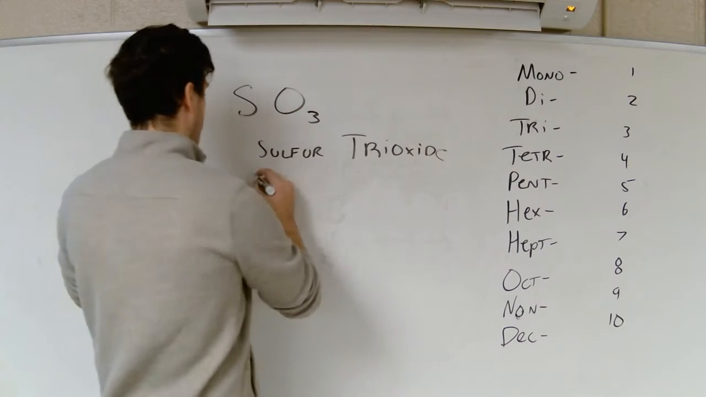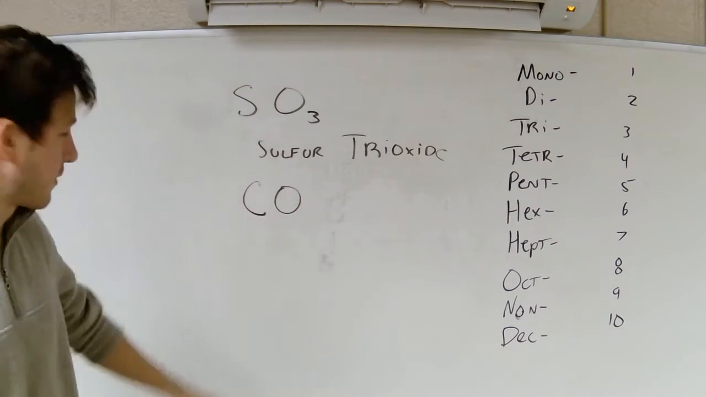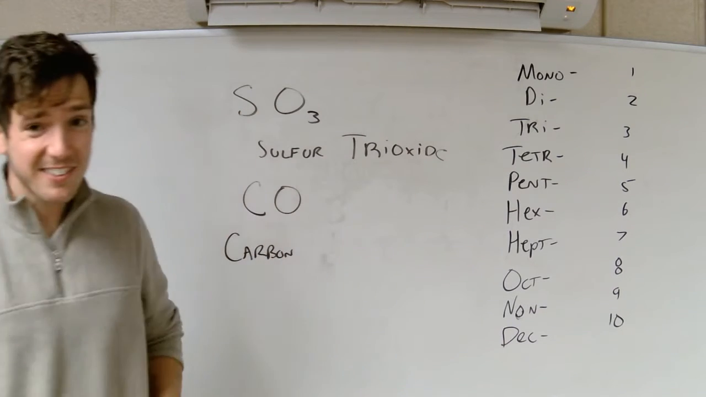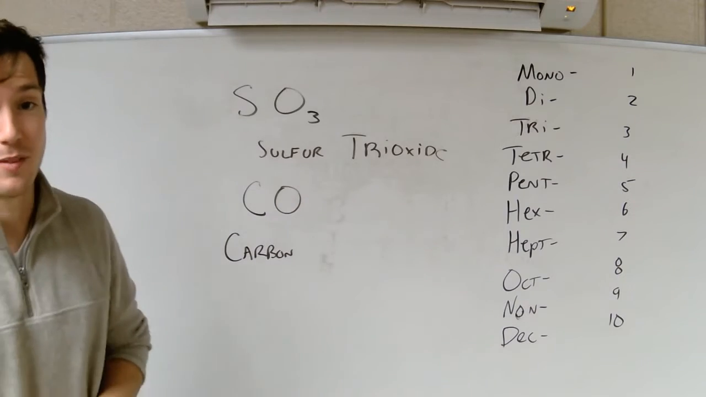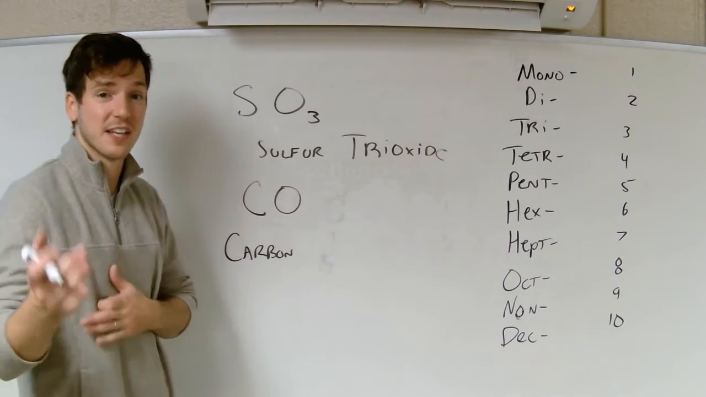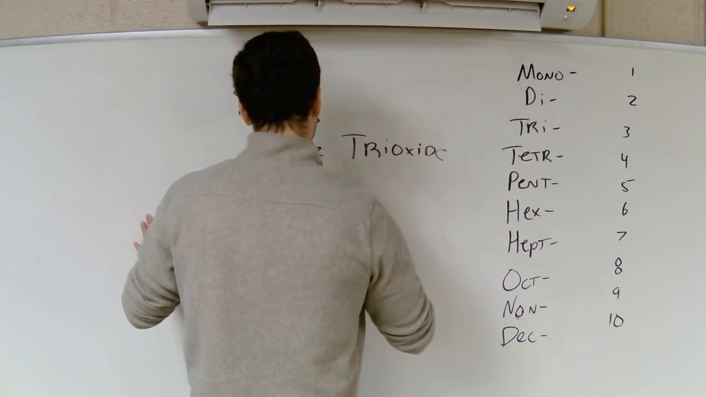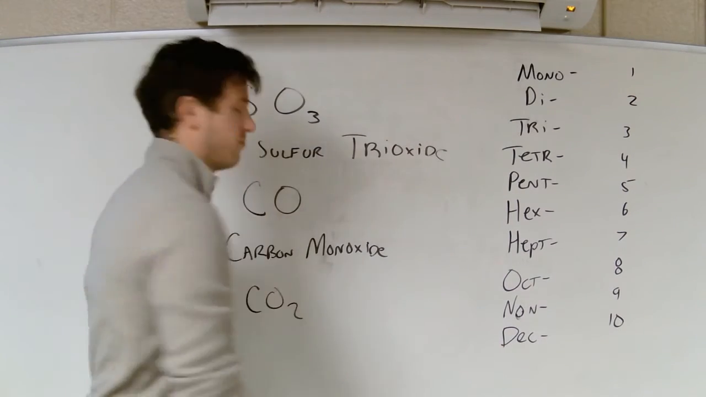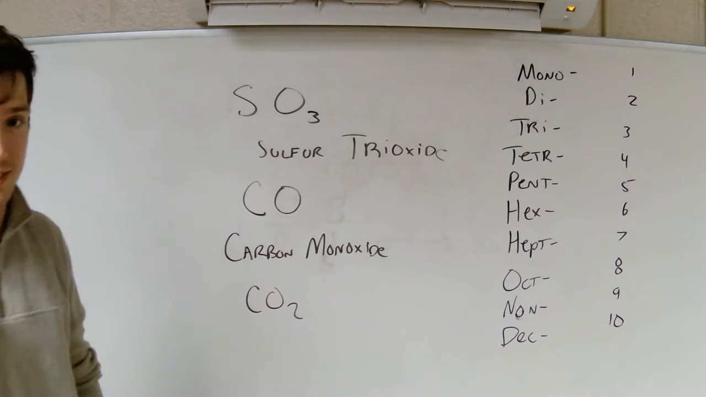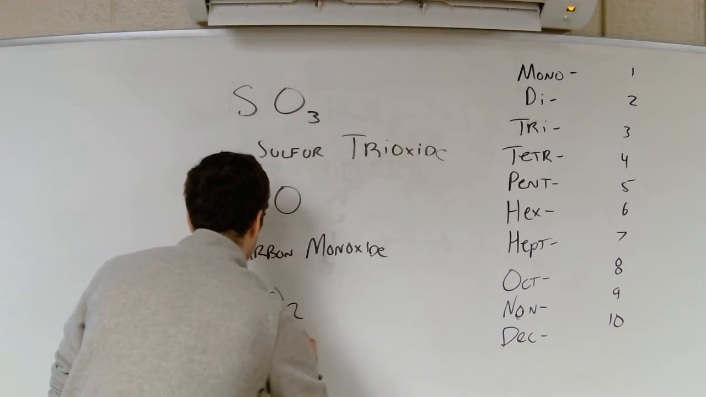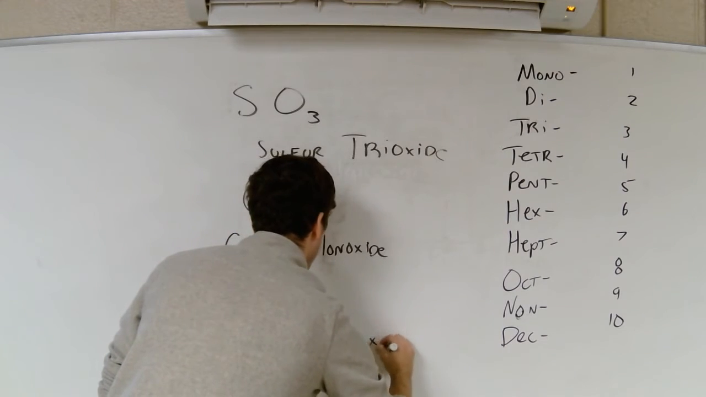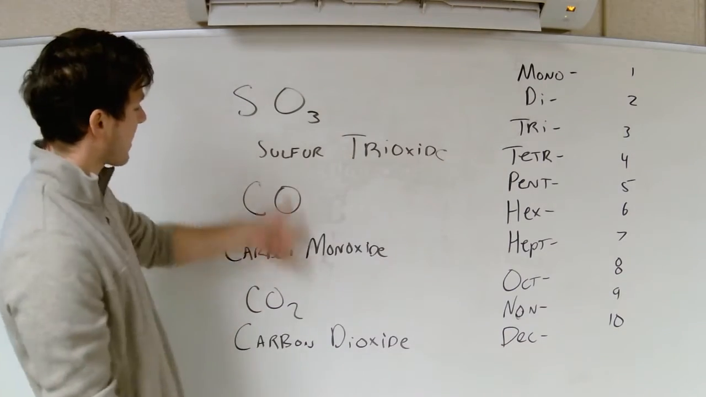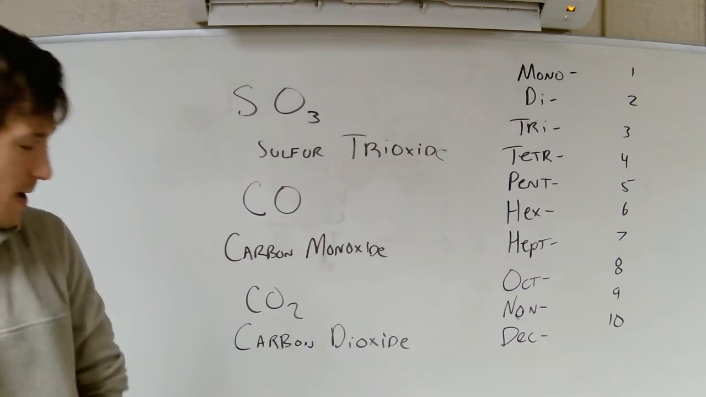But, like I just said with carbon monoxide, the first atom is by itself, so we're just going to say carbon, not monocarbon. But if the second atom is by itself, we do have to state that it's by itself, that it is mono, okay? Carbon monoxide, right? CO2, we don't say monocarbon dioxide, we say carbon dioxide. So just be aware of that. If the first atom is by itself, no need to say mono. If the second atom is by itself, you do have to say mono.